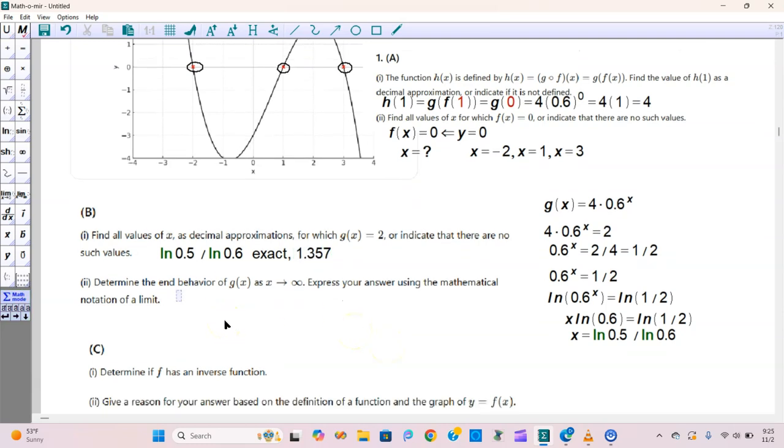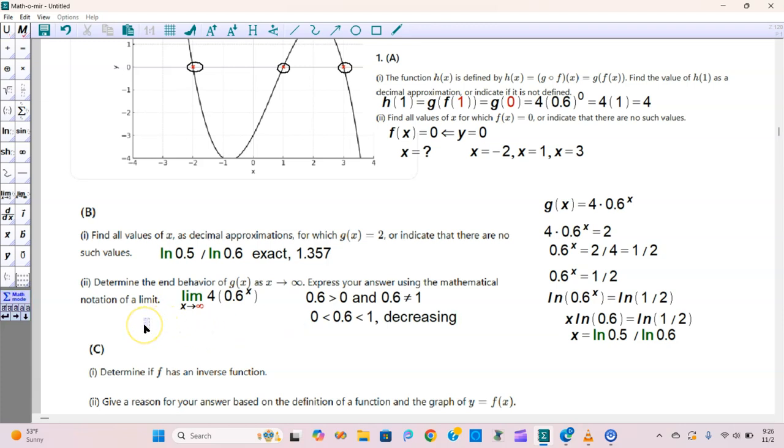Determine the end behavior of g of x as x goes to positive infinity. They want you to use limit notation. So you're going to do the limit as x goes to positive infinity of 4 times 0.6 raised to the x. Look at this number. First of all, this is exponential, since 0.6 is greater than 0 and 0.6 is not equal to 1. But more specifically, 0 is less than 0.6, which is less than 1. That means it's decreasing because this base is less than 1.